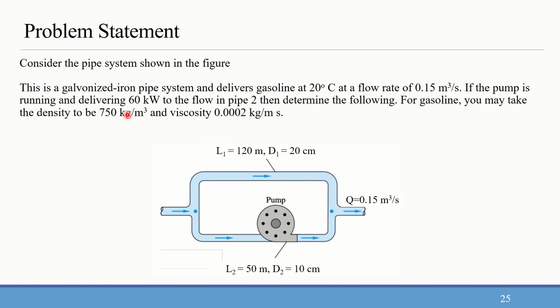We'll first understand what is given. This is a pipe system made of galvanized iron, delivering gasoline at 20 degrees Celsius, and the flow rate is 0.15 meter cube per second. The pump power is given as 60 kilowatts to the flow in pipe 2, and then determine the following. For gasoline, we can take the density to be 750 kg per meter cube and viscosity as 0.0002 kg per meter second.